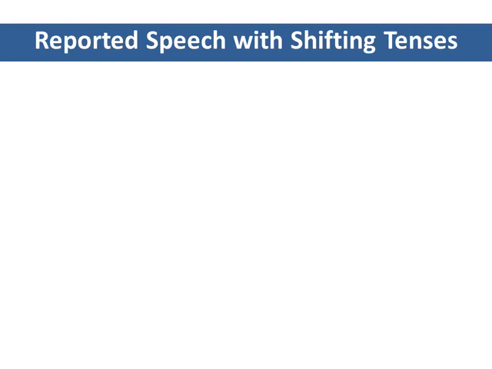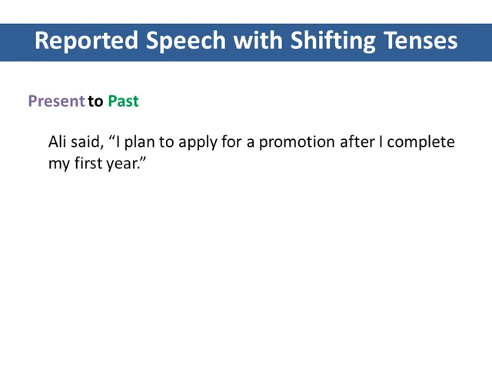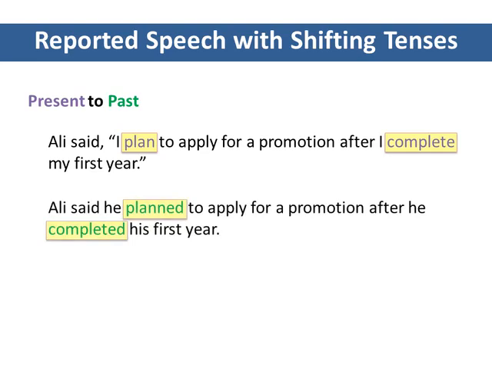When a past tense reporting verb is used, there is often a shift of verb tense in the noun clause. Notice that when the verb in the quoted speech is in the present tense, the verb in the reporting clause shifts to the past tense. Ali said, "I plan to apply for a promotion after I complete my first year." In reported speech, I becomes he, and the present tense verbs plan and complete shift to the past tense. Ali said he planned to apply for a promotion after he completed his first year.